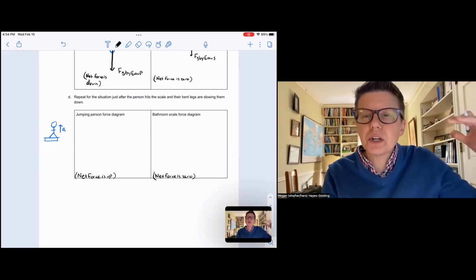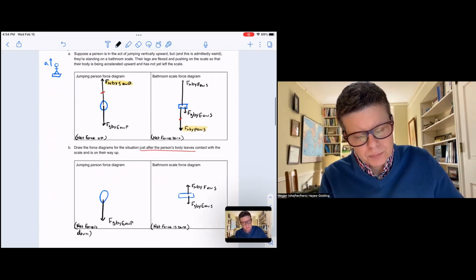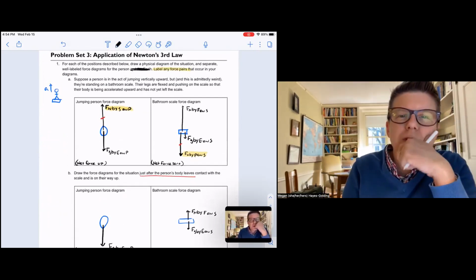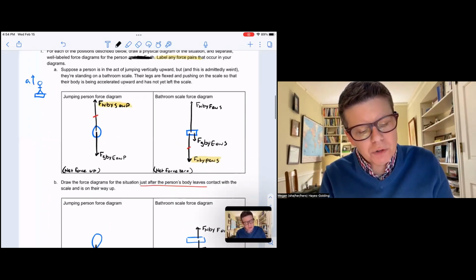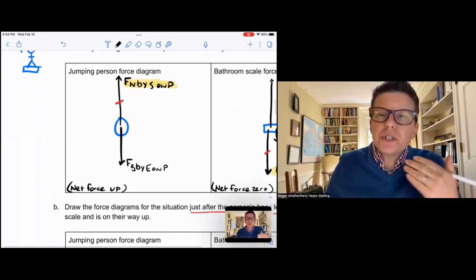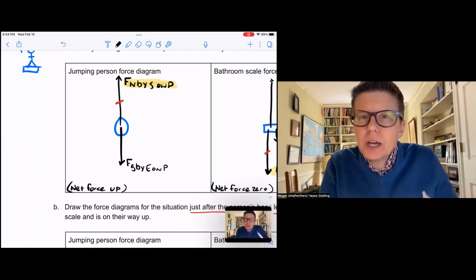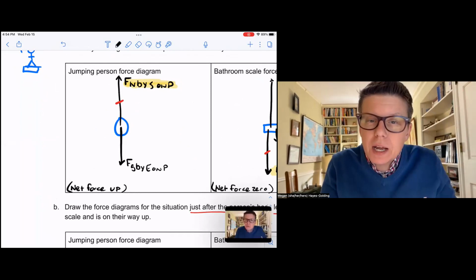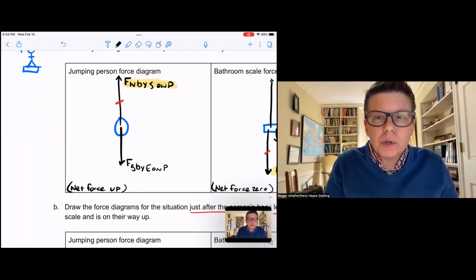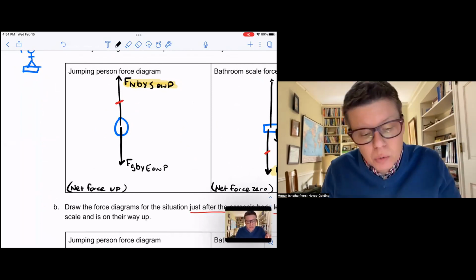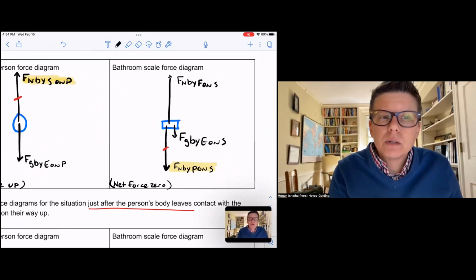All right, person's in contact with the scale. They're slowing down. Is it possible that this is the situation we're looking at again? Let's see if this makes sense. So first of all, person's in contact with the scale. They need to be slowing down. If this diagram shows an object that's moving down while slowing down, I would need a net force upwards. That's totally this picture. How about for the bathroom scale?